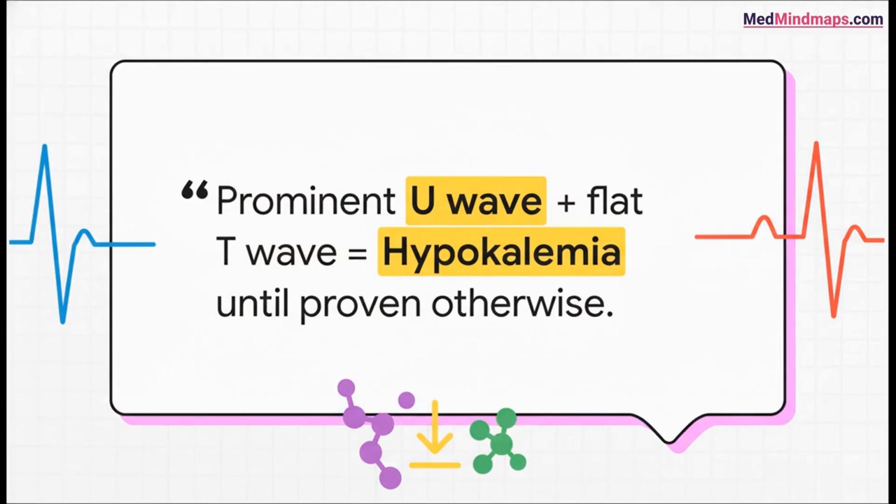And here is a fantastic memory anchor for you, a real high-yield pearl. You know that tiny little U wave that sometimes shows up after the T wave? Well, if you see a really prominent U wave combined with a flat T wave, your first thought, your top suspicion, has got to be hypokalemia, low potassium. That is a classic pattern you do not want to miss.